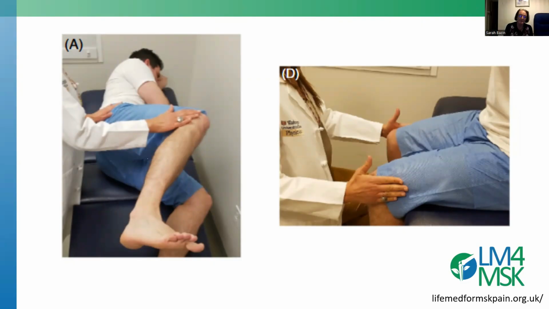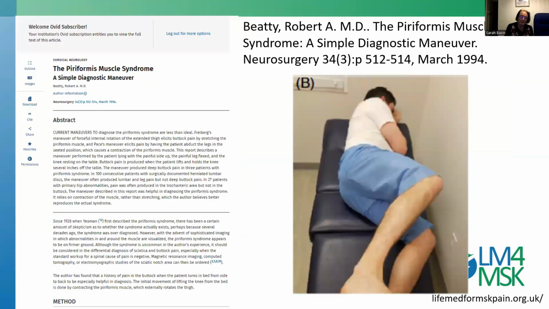You can do a similar test while they are sitting down. You ask them to sit down, and then they are trying to push their thigh outwards, and your hands are holding on both ends of the knee and preventing them from pushing outwards. Again, after putting that stress for about 30 seconds, if they complain of pain in one particular side, then potentially there is a piriformis syndrome on that side.